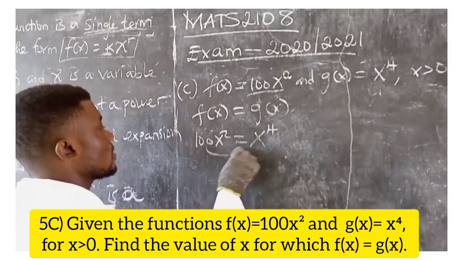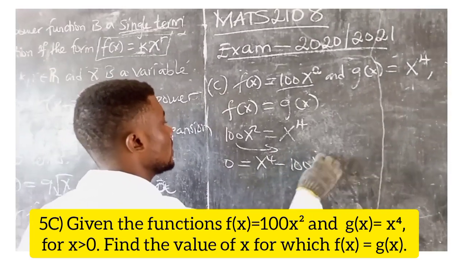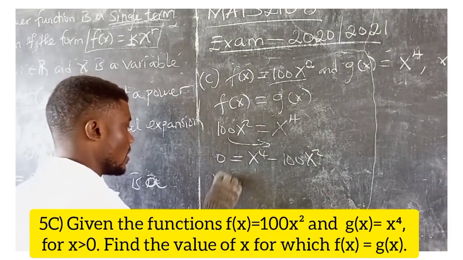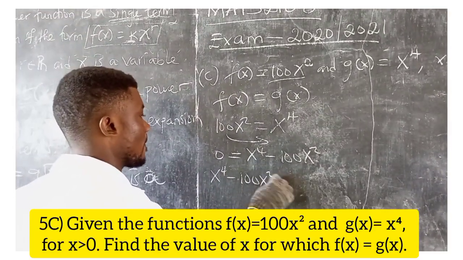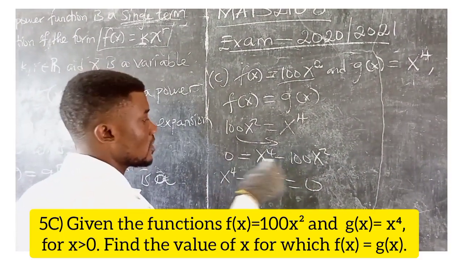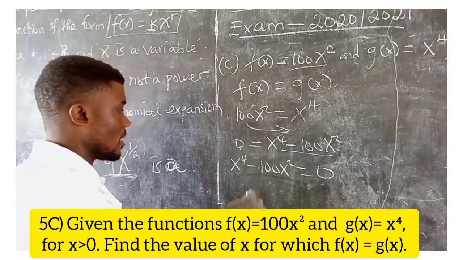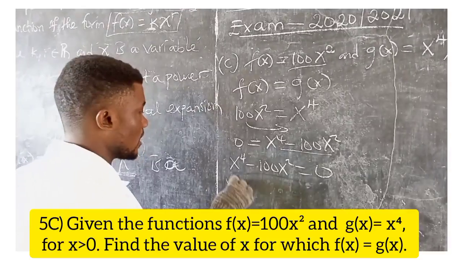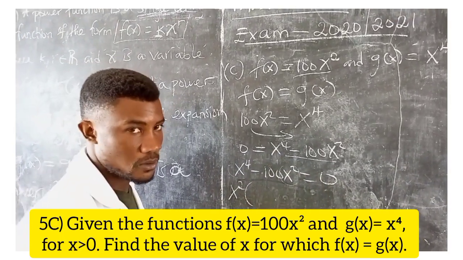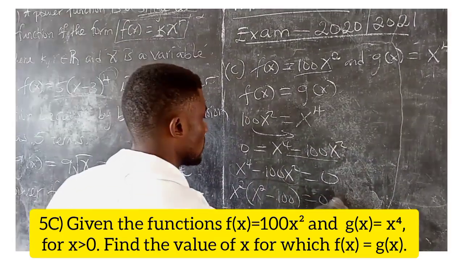We take this one across, it gives us 0 is equal to x to the power 4 minus 100x squared, which I can turn to have this, which is the same thing. That means just switching their positions. Because if this is equal to this, it means that this one is also equal to 0. So I just want to write it on the left. Now, to find the value of x, we can factorize out x squared. Since it is common to this term and this term also, this is going to give us x squared minus 100 is equal to 0.